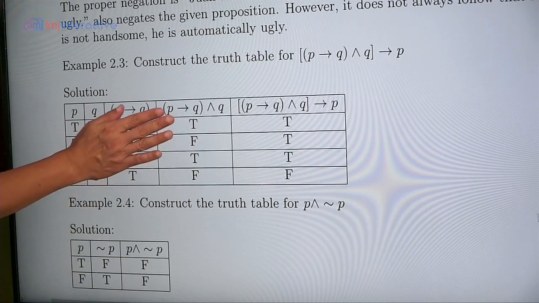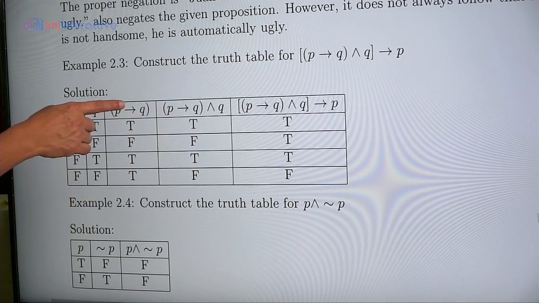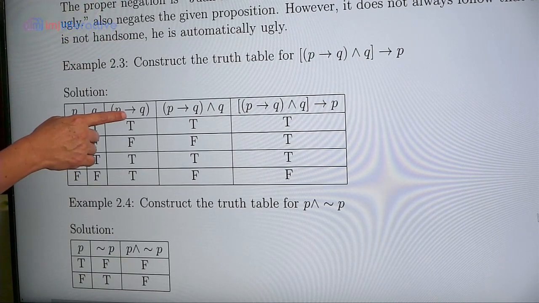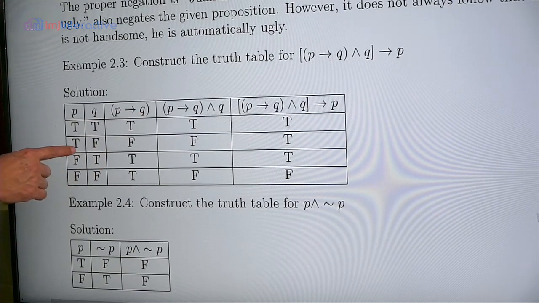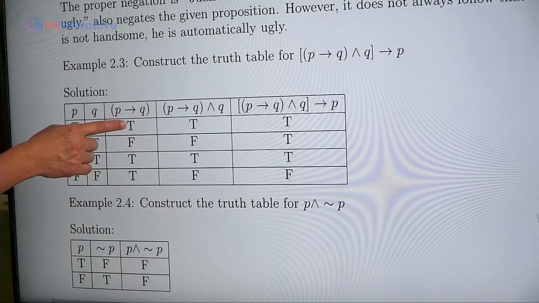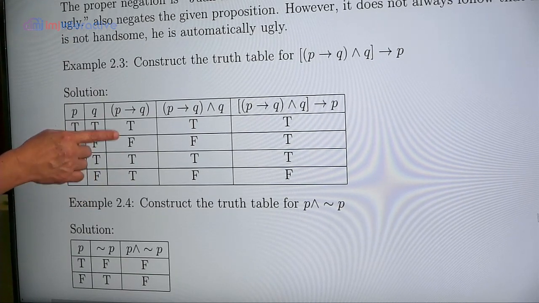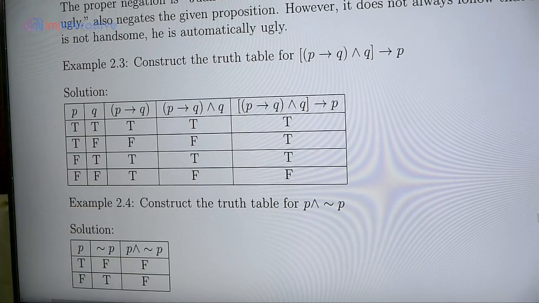So, P then Q. To fill this up, according to our rule, an implication will only be false if P is true and Q is false. P is true, Q is false, so this one is false. Otherwise, it will be true. So, these three are true.